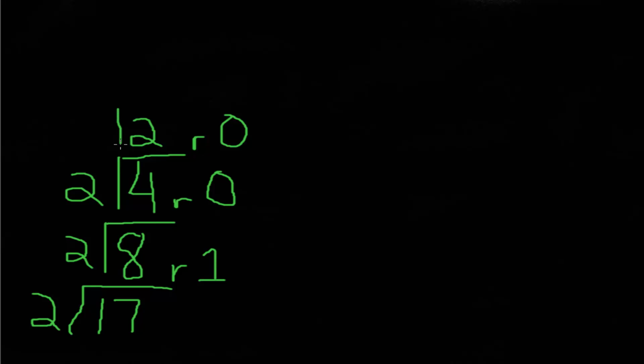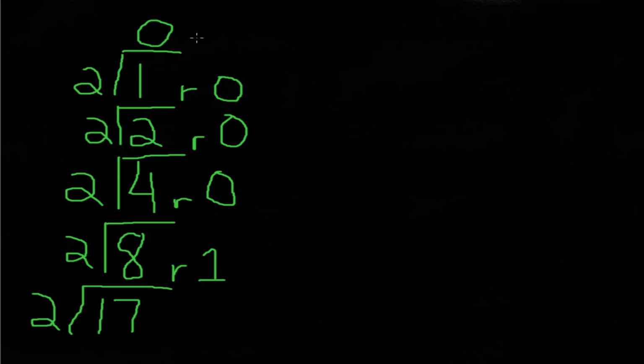Then I'm going to divide this quotient by 2. And 2 goes into 2 one time, with a remainder of 0. And then this quotient, I'm going to divide this by 2. 2 goes into 1 0 times. 0 times 2 equals 0. 1 minus 0 gives me a remainder of 1.